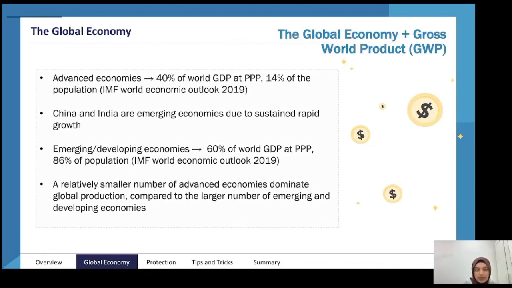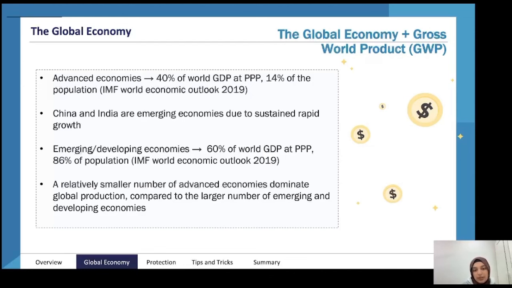Okay. So advanced economies make about 40% of world GDP at PPP, while 14% of the population comes from advanced economies. We've then got China and India, which are some of the largest emerging economies due to sustained rapid growth. Advanced economies do not have as much rapid growth as emerging economies. Emerging economies are growing the fastest.